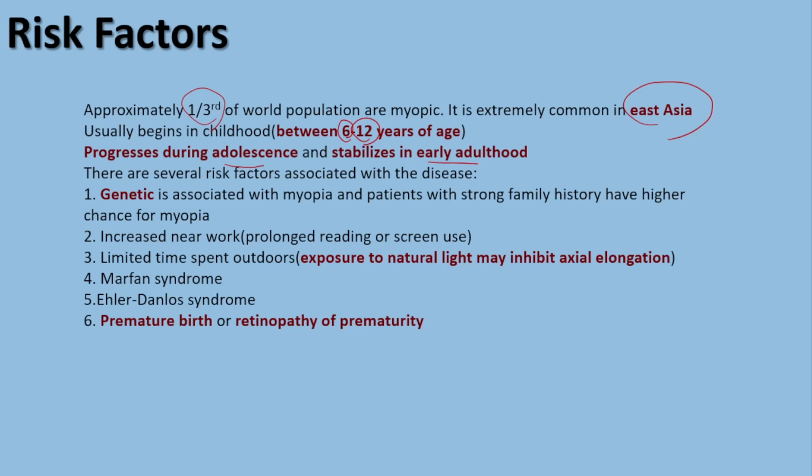And there are several risk factors. Genetics is associated with myopia, and patients with a strong family history have higher chance of myopia. We have another risk factor: increased near work, so patients who have prolonged reading or prolonged screen use are at increased risk for myopia. Another risk factor is limited time spent outdoors. Remember that natural light causes inhibition of axial elongation, and as the result, patients who are staying indoors have increased risk for myopia.